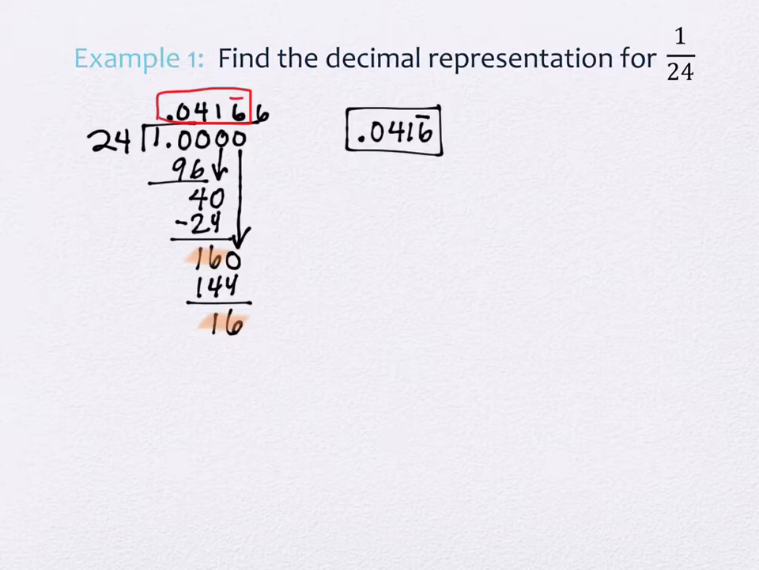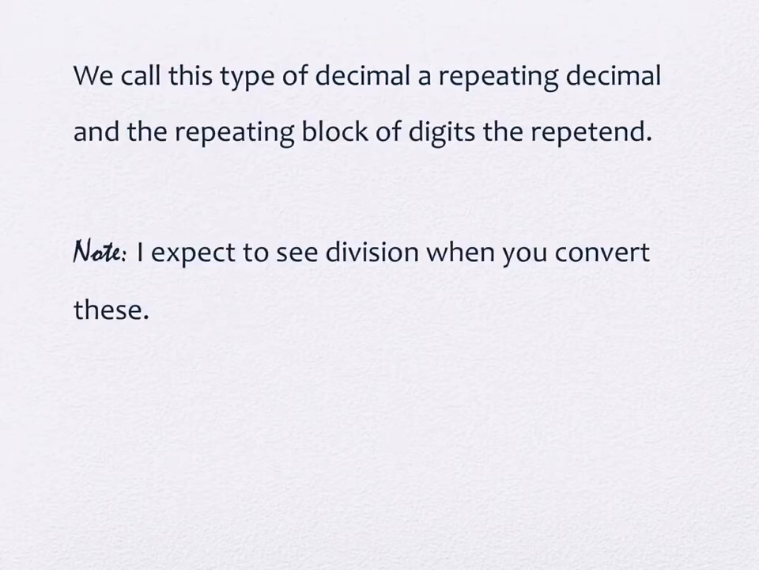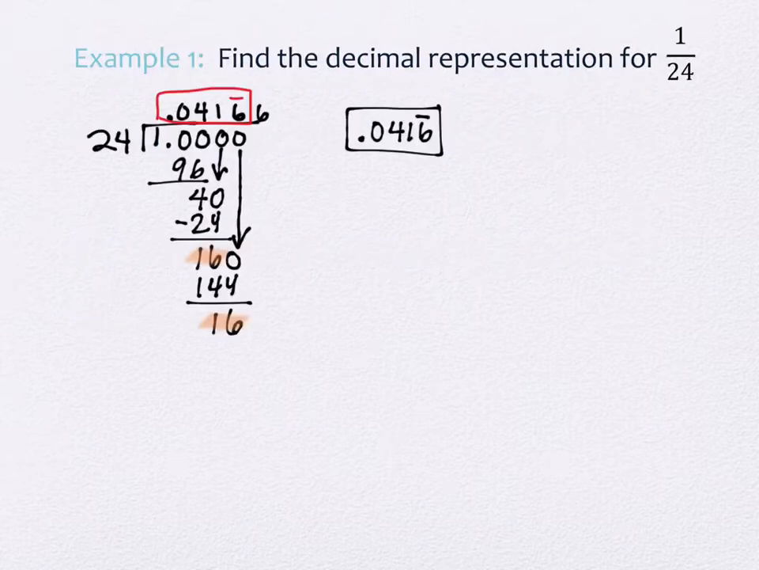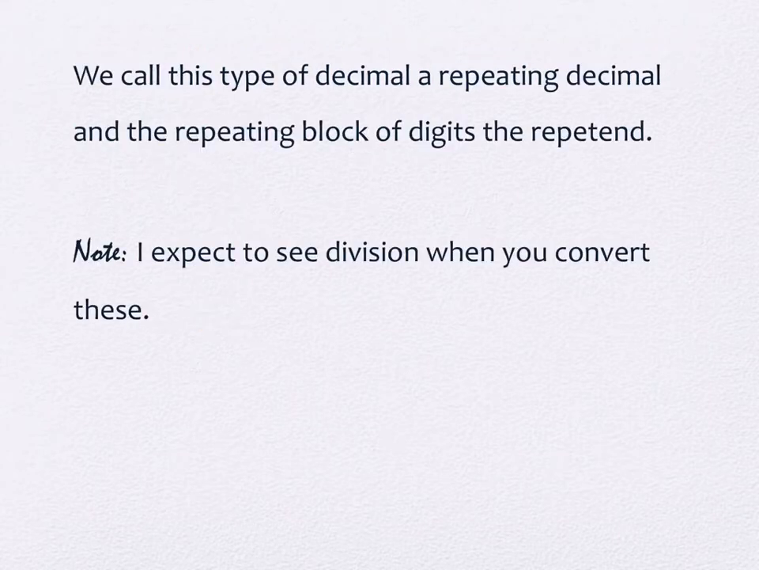So far, so good? Okay, a little bit of vocabulary. We call this type of number a decimal or repeating decimal, and the repeating block of digits is called the repetend. So in this case, the repetend would just be the 6, because that's the only repeating block of digits. Note, I expect to see division when you convert these, just like I did in the last section. I know your calculator can help you out, and by all means use it. But you're still going to show me a little bit of work of what the division looks like.